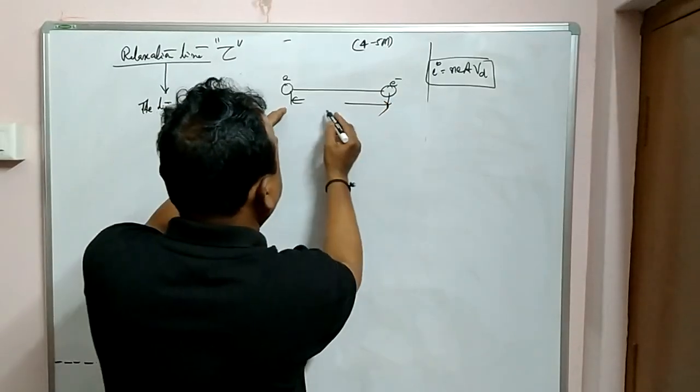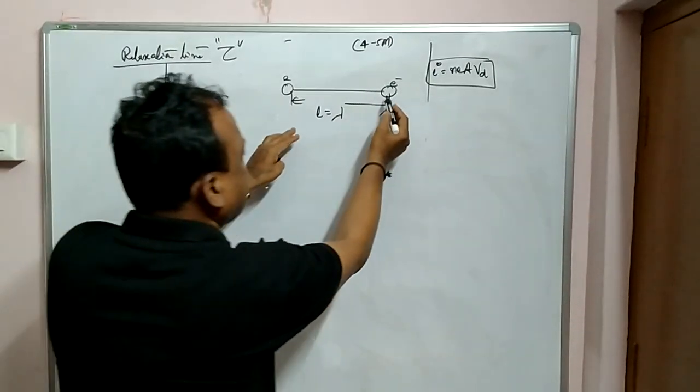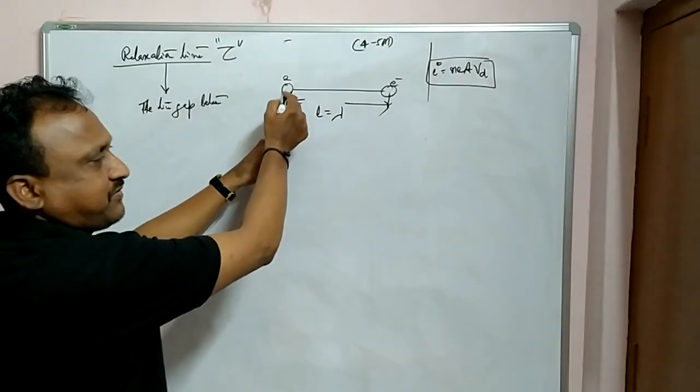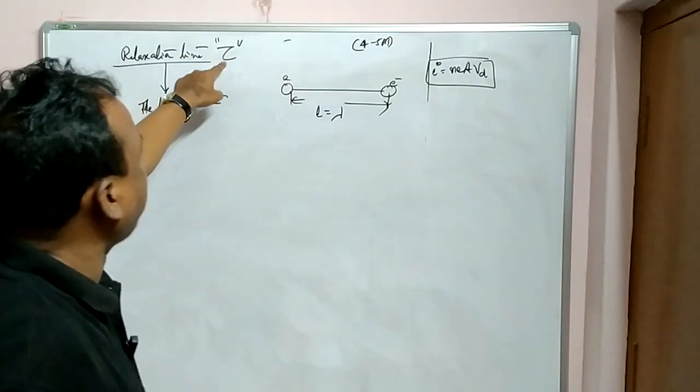Suppose the displacement length is lambda. After this collision, it again collides with the next one. The time gap between one collision and the next collision is what we call relaxation time.